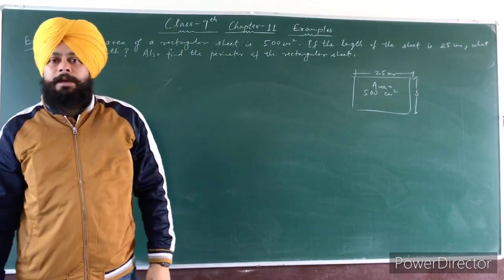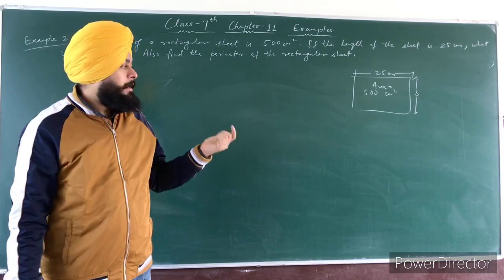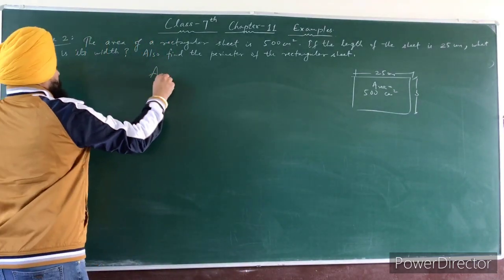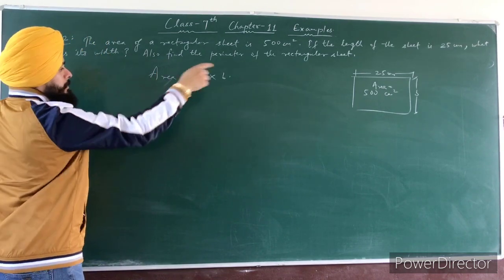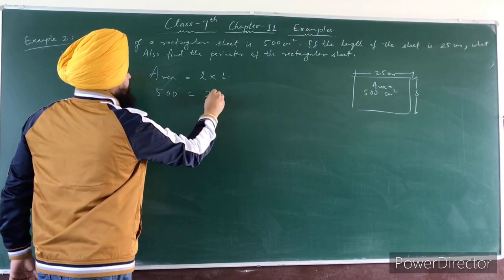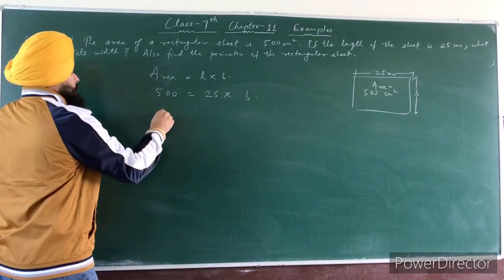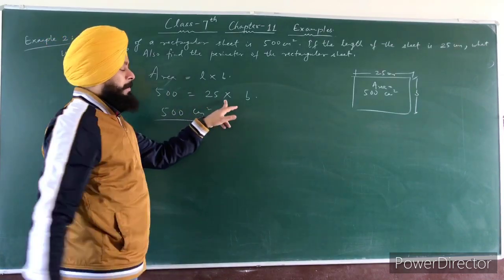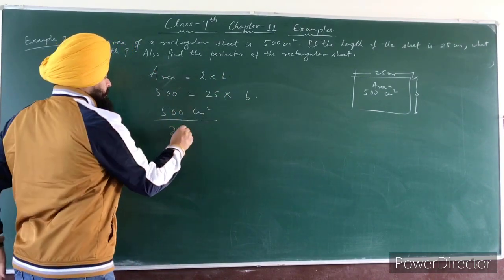So what is the area of a rectangular sheet? Area of rectangle is length multiplied by breadth, and the perimeter of rectangle is 2 multiplied by length plus breadth. So first, write the formula for area. Area is given, 500. Length of that sheet is 25 centimeter. We have to find its breadth. The unit of area is centimeter square. So 25 is multiplied with this breadth, and when we take it to the other side, 500 is divided by 25.